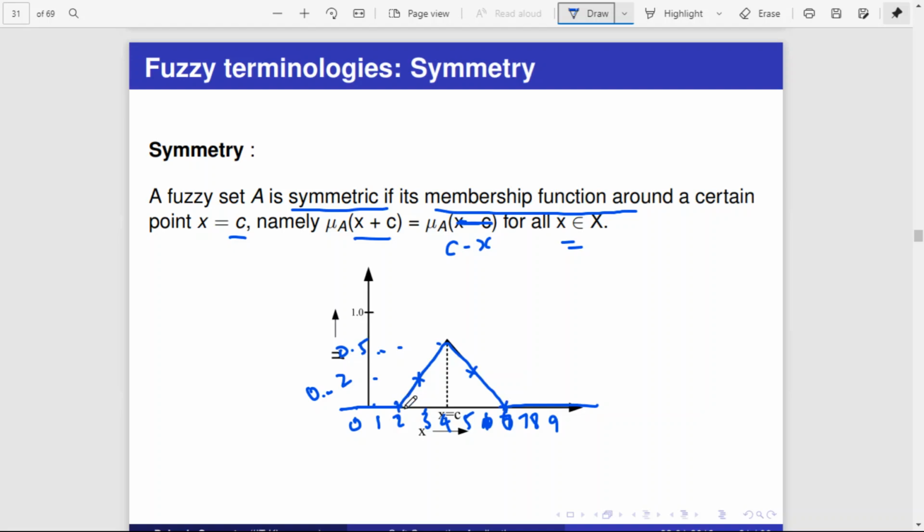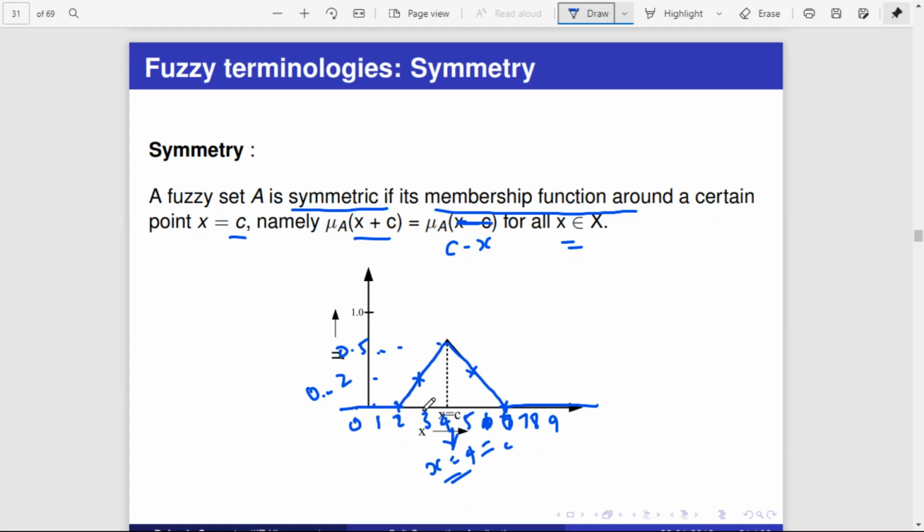So this case is called symmetric. Why is it symmetric? Because c is the center point, which is when x is equal to 4. Whatever you see to the left of c and to the right of c, both behave in the same way. So x is equal to 4, which is equal to c, the center point.